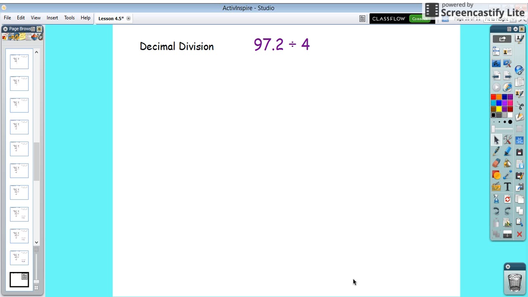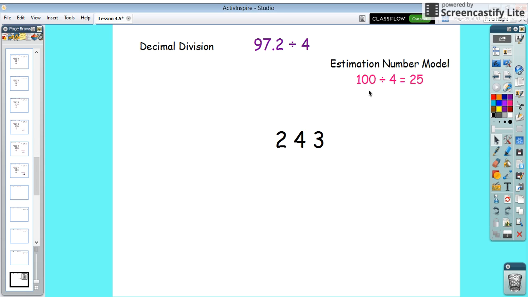Okay, for this problem, we have 97 and 2/10 divided by 4. Well, for our estimation number model, 97 and 2/10 is really close to 100. And I know that I can use my quarters. I know that I can do 100 divided by 4. There are 4 quarters in a dollar, so I know that is equal to 25. So our answer is going to be really close to 25.